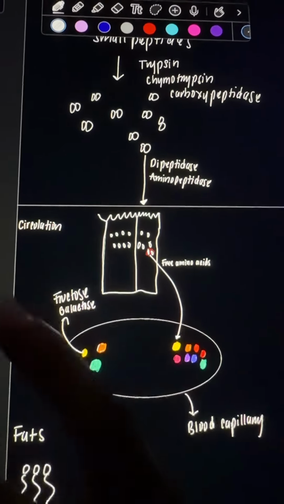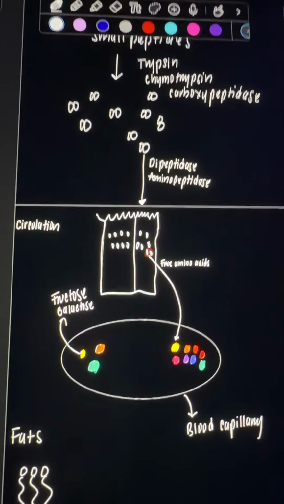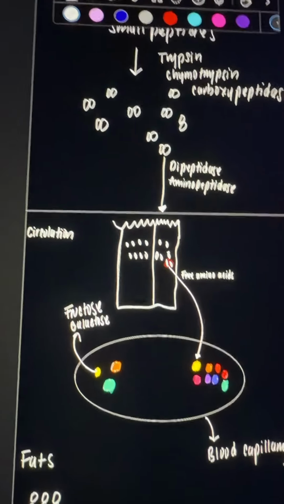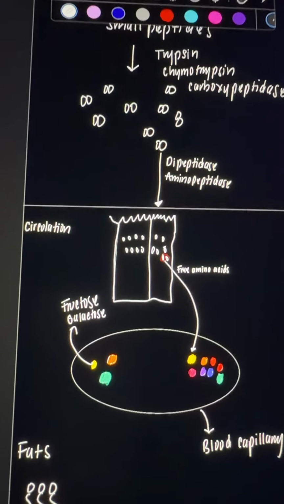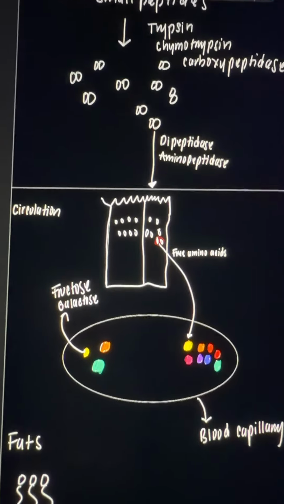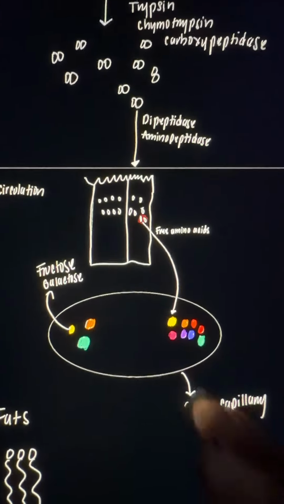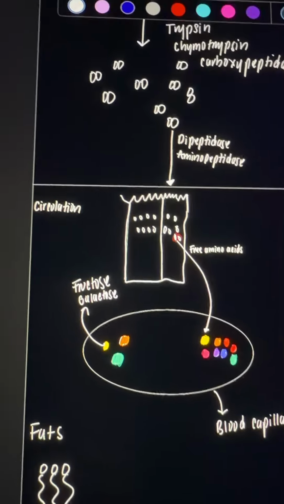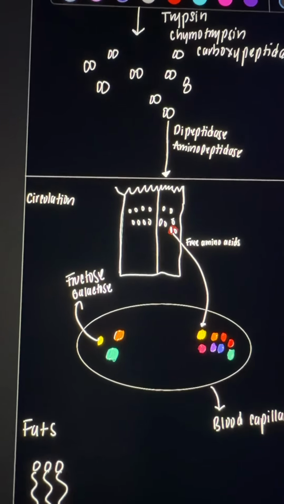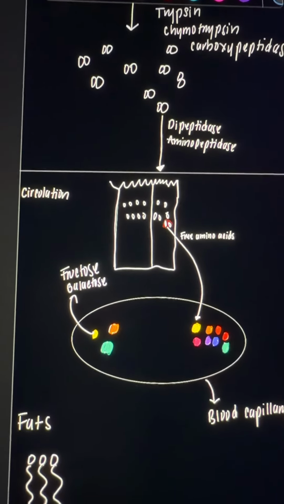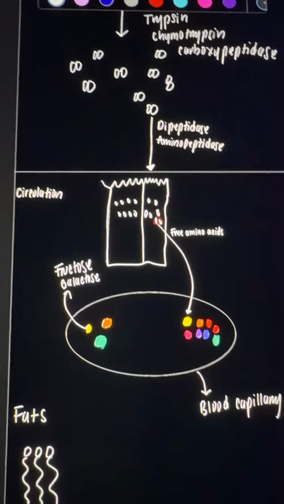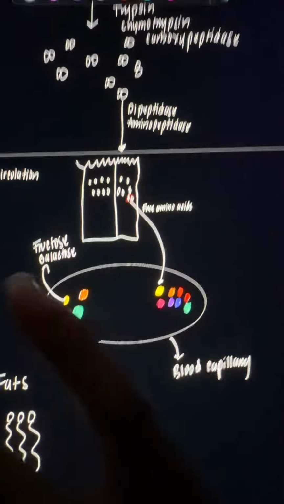Then once they're broken down, they will reach the brush border, as we know as the microvilli. The enzymes like aminopeptidases and dipeptidases will complete the digestion process by breaking these down into individual amino acids, as we see here. Then, these amino acids are absorbed into the blood vessels and transported to the liver through the hepatic portal vein, just like carbohydrates.